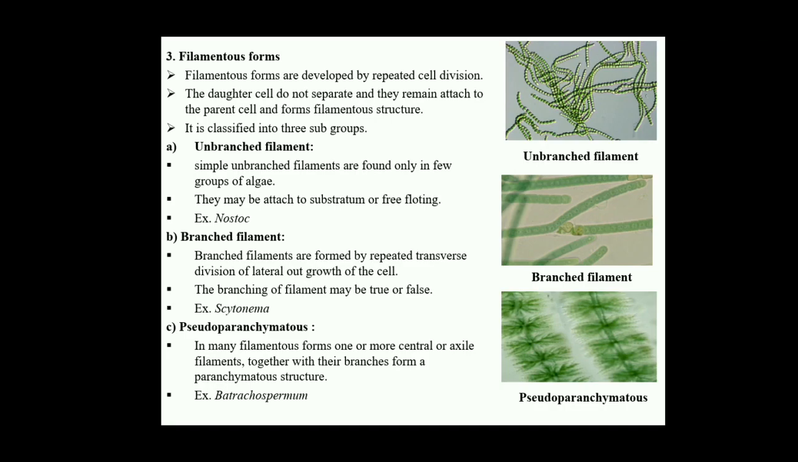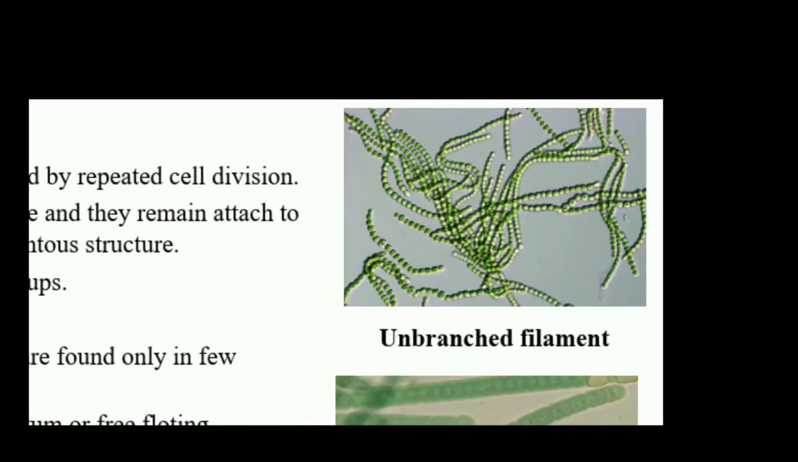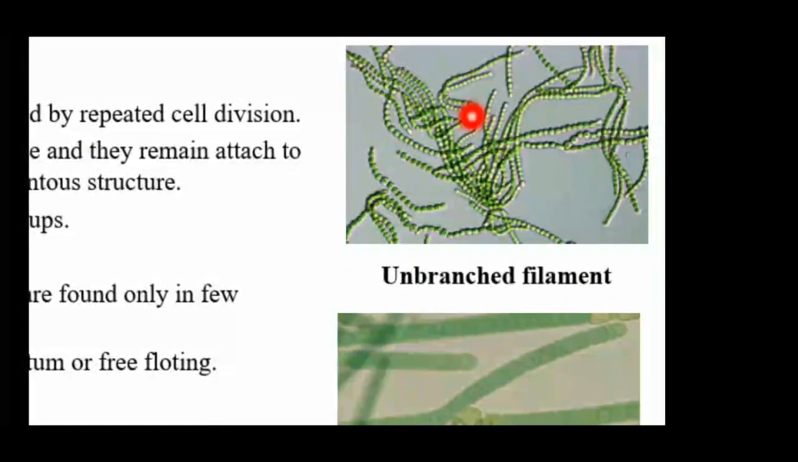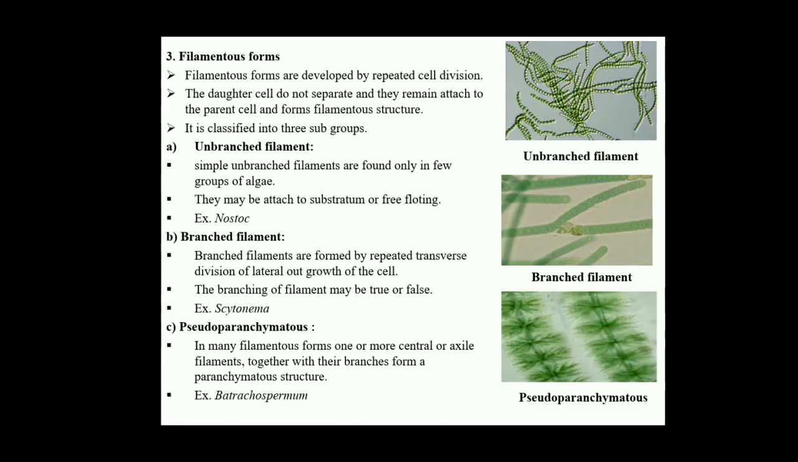Filamentous form. Filamentous forms are developed by repeated cell division. A particular cell divides repeatedly, and then it forms a filament. The daughter cells do not separate but remain attached to the parent cell and form a filamentous structure. Here is the single cell, and it is divided, and the daughter cells do not separate from the parent cell but remain attached to it and form a filament.